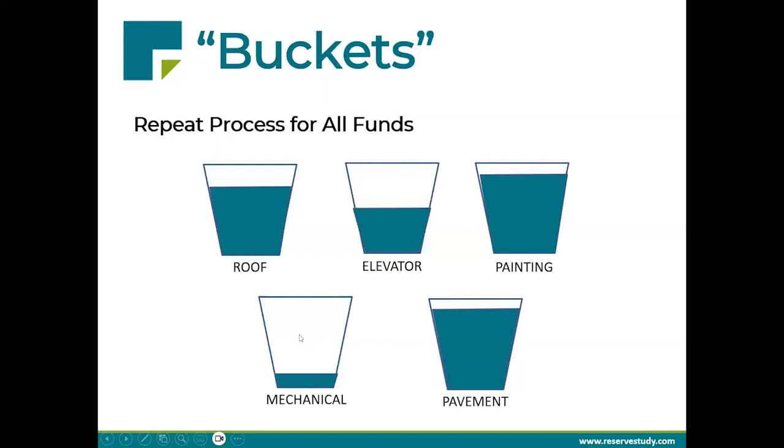Now, in our view, this sort of portrayal is a very inefficient distribution of all of the association's actual reserve cash, right? You can have money that's locked up in one place when it would be really advantageous to move it over and pay for some other project that's a higher priority. That starts to make things very complicated, right? Just in this scenario on the screen, let's say we've got a ton of money sitting in our pavement account and maybe half of what we need for our elevators.